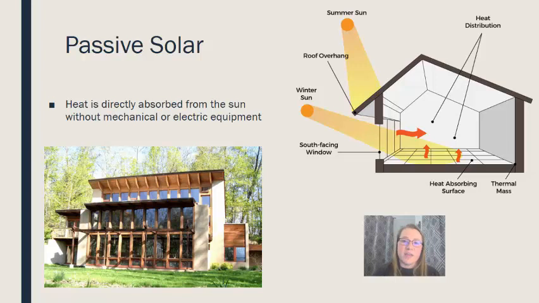The third and final type of solar energy that we are discussing in this video is my personal favorite, which is passive solar. Now, passive solar is not used to generate electricity. Instead, this is a building design that helps to regulate the temperature by taking advantage of the angle of the sun during different times of the year.